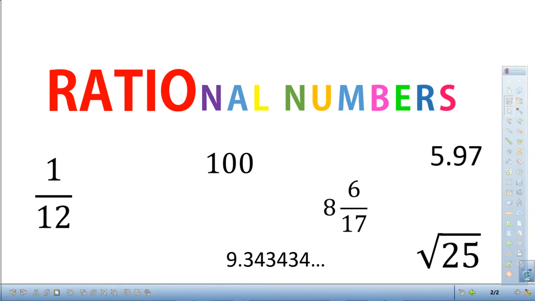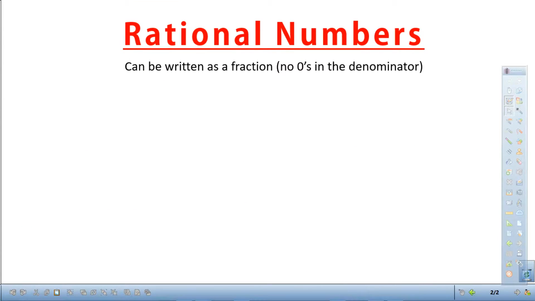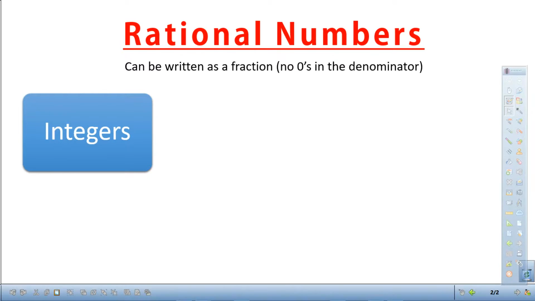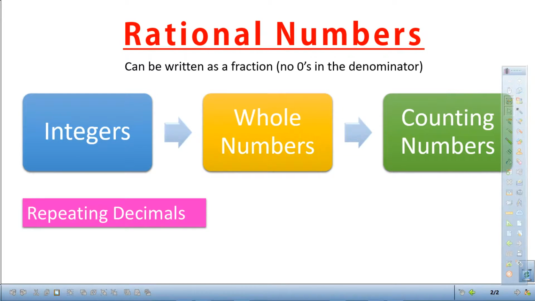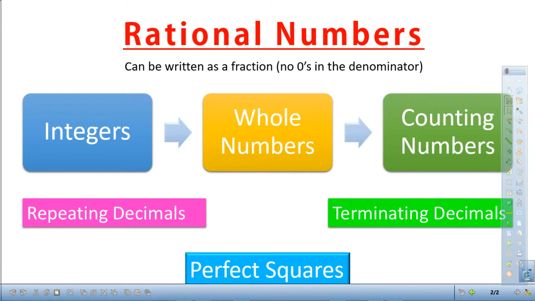We also have a mixed number. And so 8 and 6/17 can be written also as a fraction. -4, this is a negative number, also can be written as a fraction or ratio. So now, rational numbers, once again, can be written as a fraction with no zeros in the denominator. And we have to make sure that there's no zeros in the denominator. So within these rational numbers, we have integers. We also have whole numbers. We also have counting numbers, repeating decimals, terminating decimals, as well as perfect squares. So all of these are examples of rational numbers.